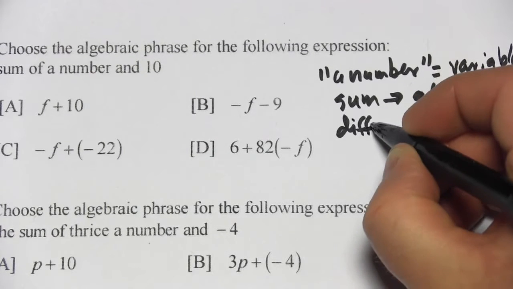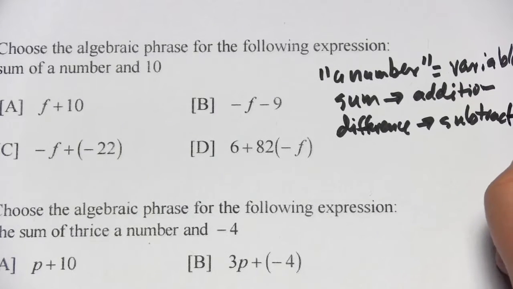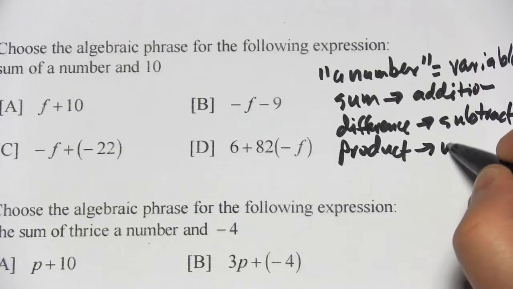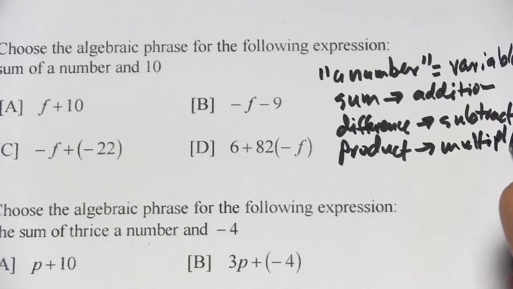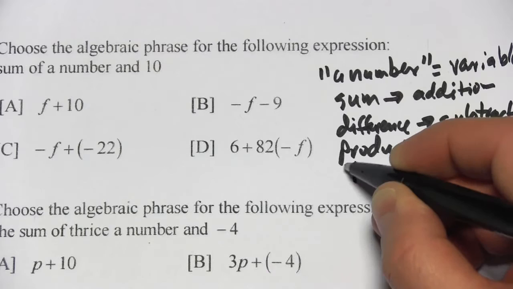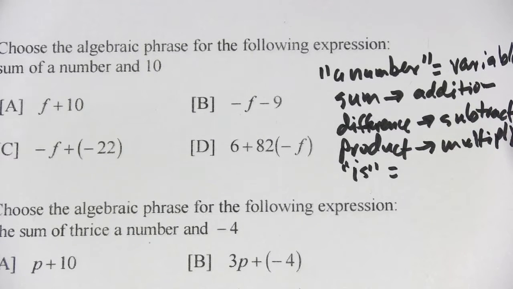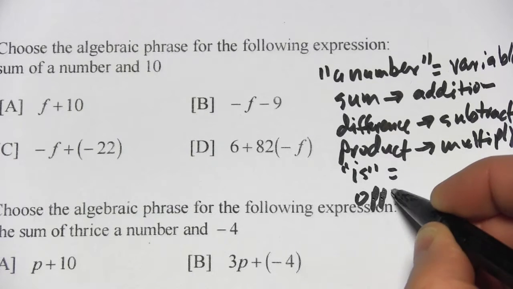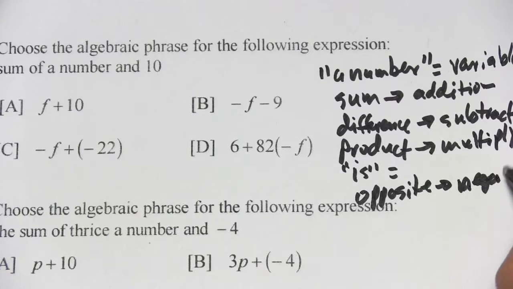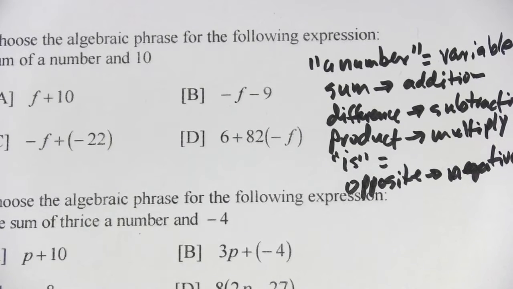Difference means subtraction. Product means multiply. Let's see, what else is useful? Oh, well, usually the word "is" means an equal sign. And let's see, oh, opposite. The opposite of a number, that means negative. Okay, so we'll use these notes that I've scratched out here as we go through these problems.